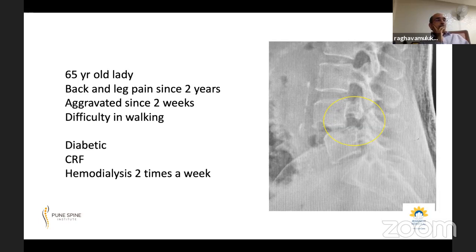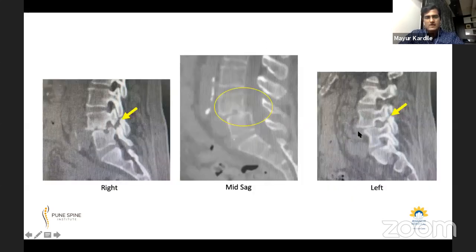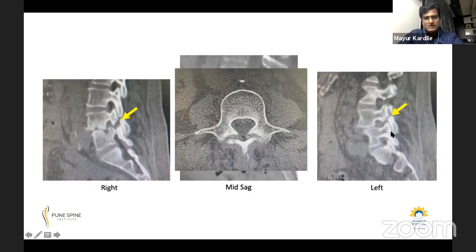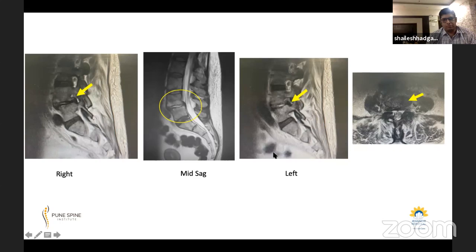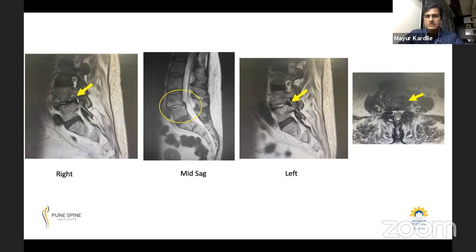Yes, sir. A 65-year-old lady with back and leg pain since 2 years, aggravated since 2 weeks, and now she was having difficulty in walking. Past history: she was diabetic, had chronic renal failure, and was undergoing hemodialysis 2 times a week. This is her x-ray, grade 1 lytic listhesis, and she had an abdominal CT for some reason, so in her EMR I could pull out her images. There was definitely a lytic listhesis with foraminal stenosis, grade 1 slip. And this is the pars defect that I could see. And I ordered an MRI. Now, would anyone like to take over and comment on this?